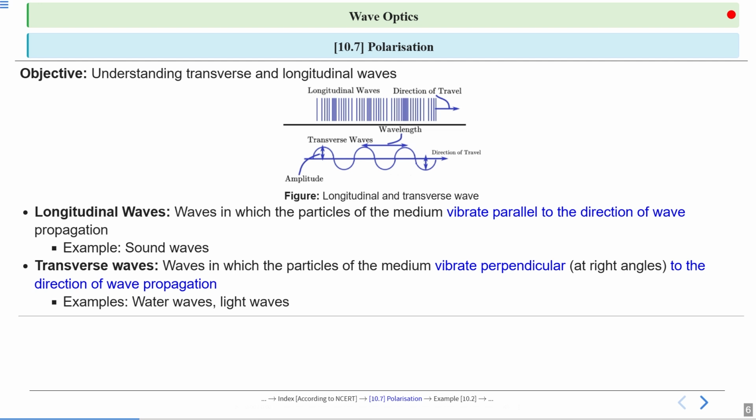Electric field vector and magnetic field vector, both these vectors oscillate perpendicular to the direction of propagation, and also these two vectors are mutually perpendicular to each other. The oscillations of these two vectors, magnetic field and electric field vector, are mutually perpendicular and also perpendicular to the direction of propagation. That's why light wave is also a transverse wave.